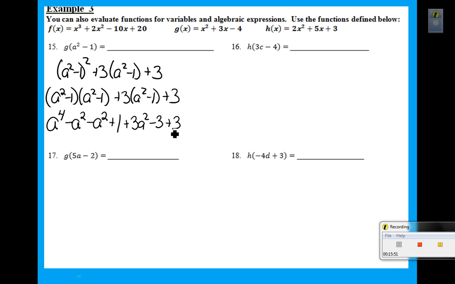So a little bit of algebra there. Now go combine your like terms. There's only an a to the 4th in there, so I've got a to the 4th. A squared minus a squared and positive 3a squared gives me plus 1a squared. And then I got 1 minus 3 plus 3. Looks like I'm missing something, though. Looks like I should get a plus 1.